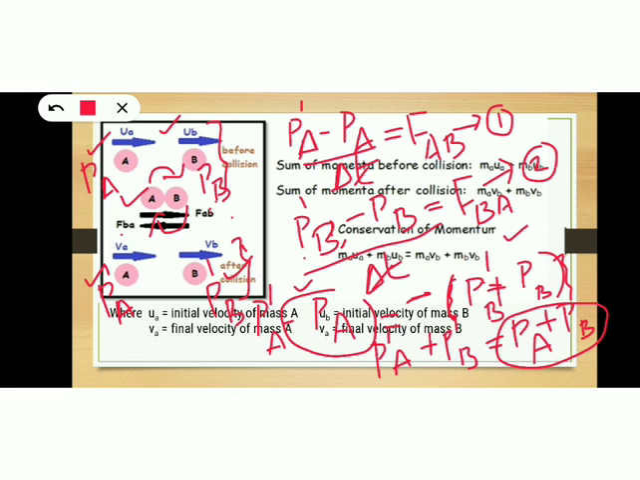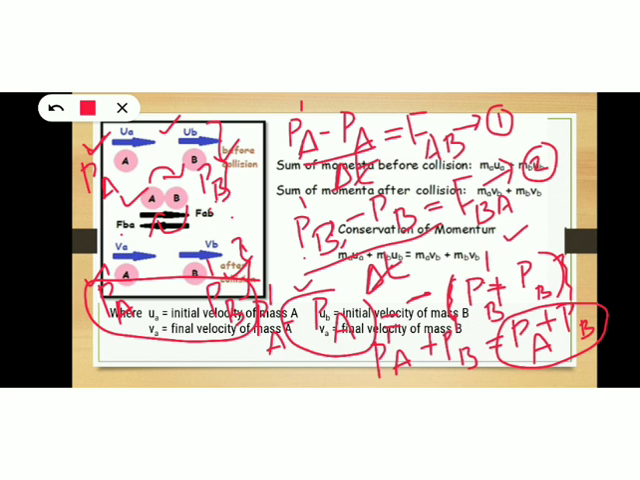PA plus PB means the total momentum before collision. PA was the initial momentum of A, PB was the initial momentum of B. And P dash A plus P dash B is the total momentum after collision. So we got the result: total momentum after collision is equal to total momentum before collision. That means the total momentum of the system does not change. But individually the momentum can change before and after collision. The total momentum, however, will remain the same.